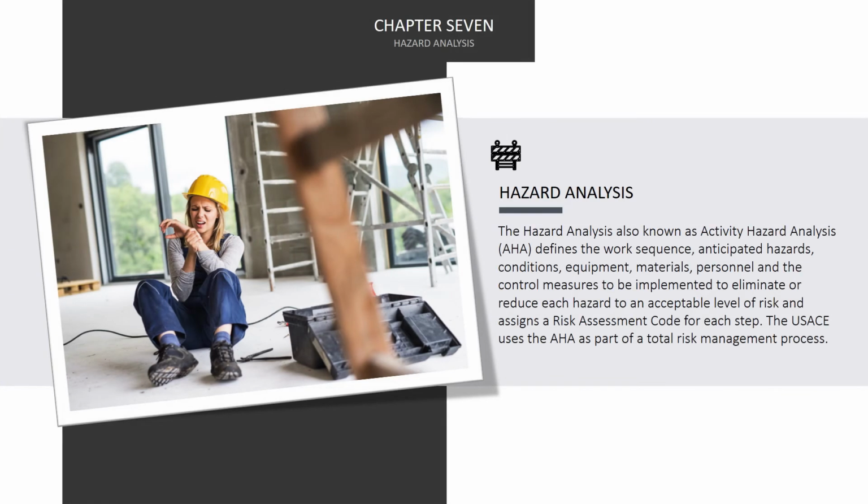The hazard analysis, also known as an activity hazard analysis, or AHA, defines the work sequence, anticipated hazards, conditions, equipment, materials, personnel, and the control measures to be implemented to eliminate or reduce each hazard to an acceptable level of risk, and assigns a risk assessment code for each step. The US ACE uses the AHA as part of a total risk management process.